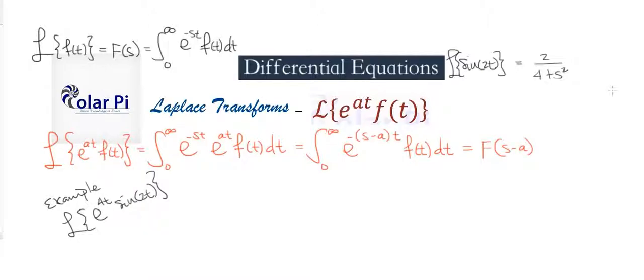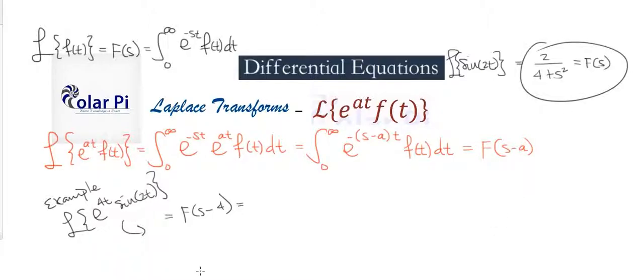So all we have to do is take the Laplace transform of sine 2t, which is capital F of s, and then do s minus 4 instead of just s. So capital F of s minus 4 is going to be equal to, instead of this s having s minus 4, instead of that s there having s minus 4. Let's show that a bit deliberately: instead of that s, s minus 4, instead of that s, s minus 4. And so here we are, final result.